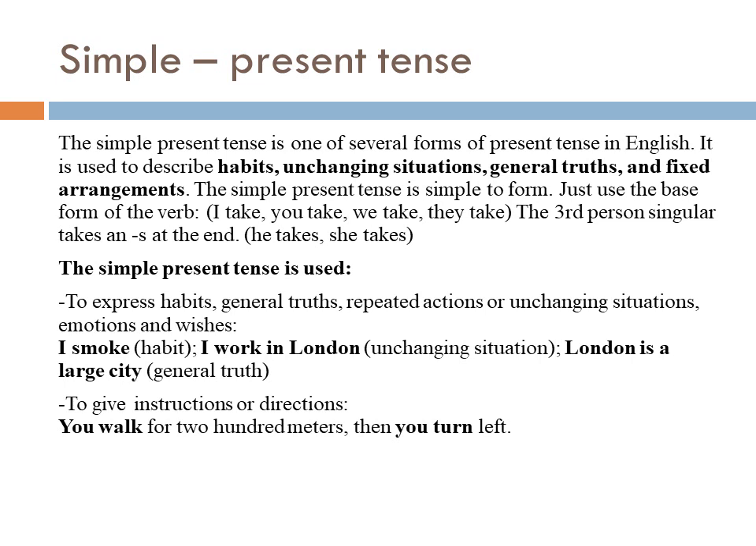Simple present tense, one of several forms of present tense in English. It is used to describe habits, unchanging situations, and truth, fixed arrangements. Okay, it is simple. Just use the base form of the verb.